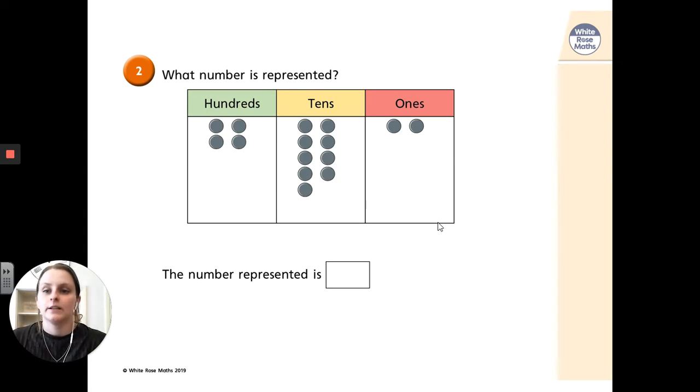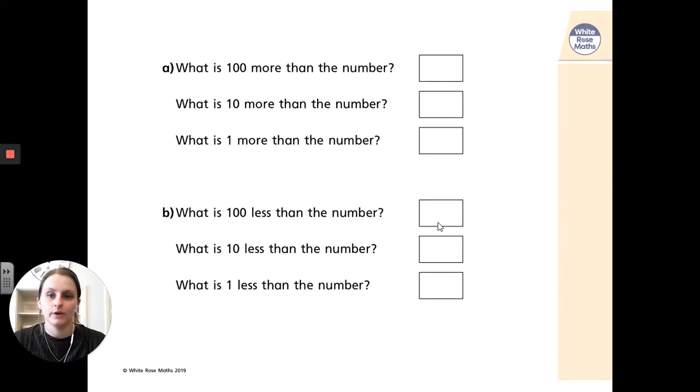Okay, question 2. What number is represented? So have a look at our place value chart. You've got your hundreds, tens and ones. So write down the number that is being represented. So now you've got your number. So once again, from the original number, can you work out what is 100 more, what is 10 more, and what is 1 more? Once you've done that, what is 100 less than the original number, 10 less than the original, and 1 less than the original number? Make sure you're pausing after each of these slides once I've had a little chat with you, so that then you've got some time to work out your answers and write them down.